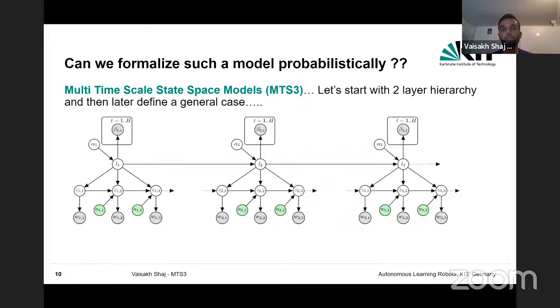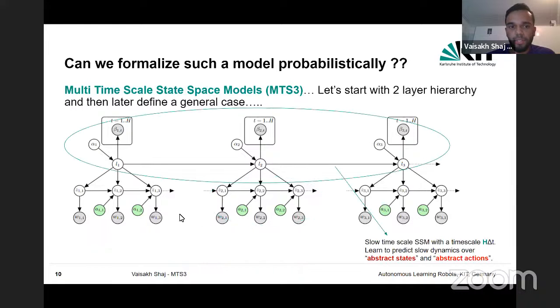This is what we try to address in this paper. Can we formalize such a model probabilistically? That's when we propose this probabilistic graphical model called the multi-time scale state space model. It may look a little bit complicated, but I'll try to break it down. I'll start with two hierarchies; there are only two abstractions, but a general definition we will see later. It has a fast time scale state space model operating at a time scale of delta t. Then there is a slow time scale state space model with its own dynamics, operating at a time scale of h times delta t. This factor h is important, and it will come up later in the talk as well.